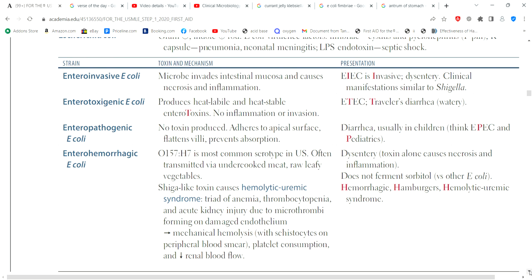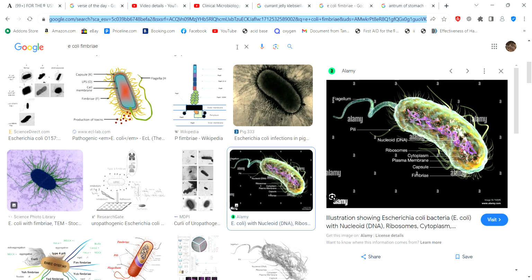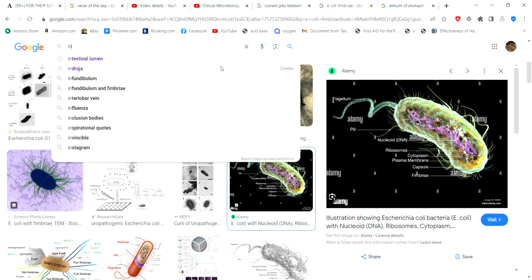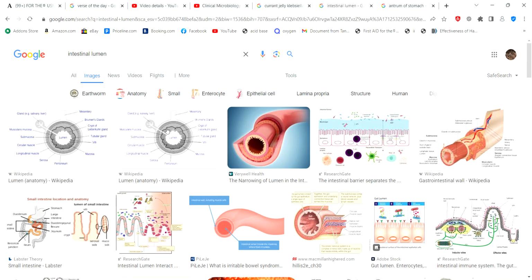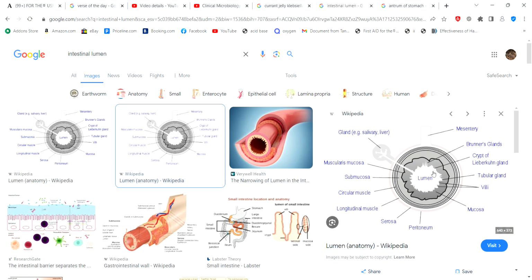Now, enteropathogenic E. coli is one where there's no toxin produced. It adheres to the apical surface, it flattens the villi, and it prevents absorption. Here, the apical surface is the side facing the lumen. It flattens that side out. Okay, so right here we can see that this is the lumen, so it's the side facing it. So this is the villi.